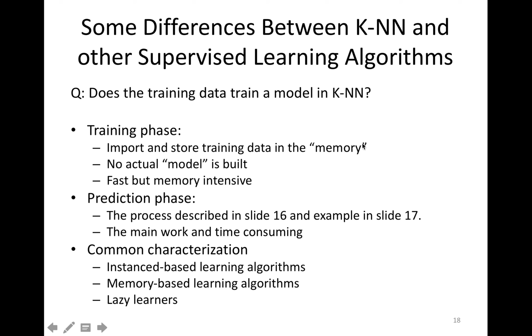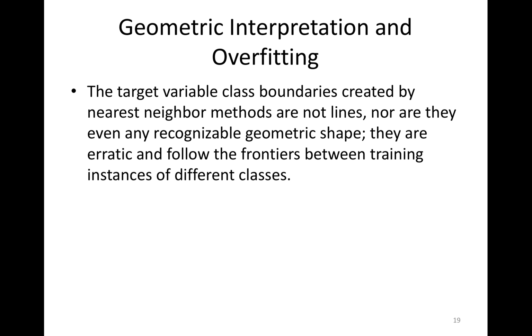And because training data is stored in memory, it's also called a memory-based learning algorithm. Also, during training, this supervised learning algorithm is in a way lazy. Others are very busy building a model, like decision tree, naive Bayesian, support vector machine, or neural network. This one does not do anything, so it's called a lazy learner. Also a very interesting name. So now I want to talk about K.